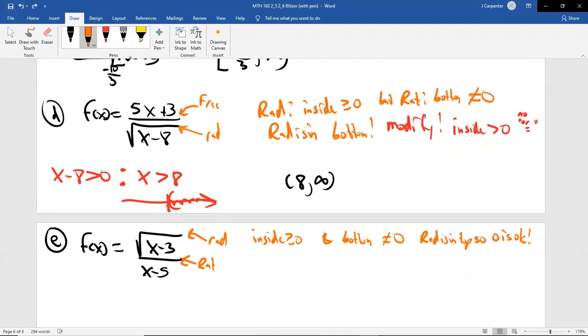All right, so for the inside being bigger than or equal to 0, that's the x minus 3. So let's set x minus 3 bigger than or equal to 0. Add 3 to both sides, and you get that x has got to be bigger than or equal to 3.